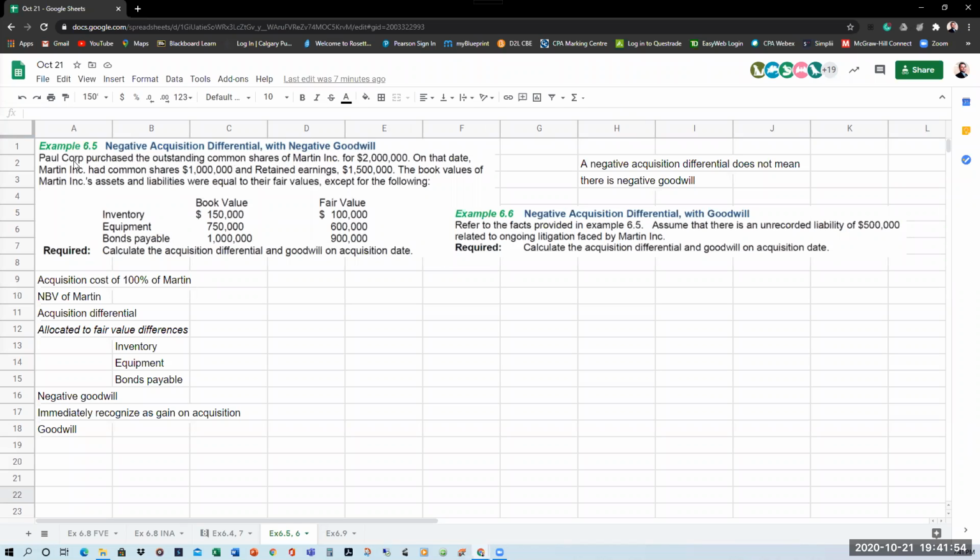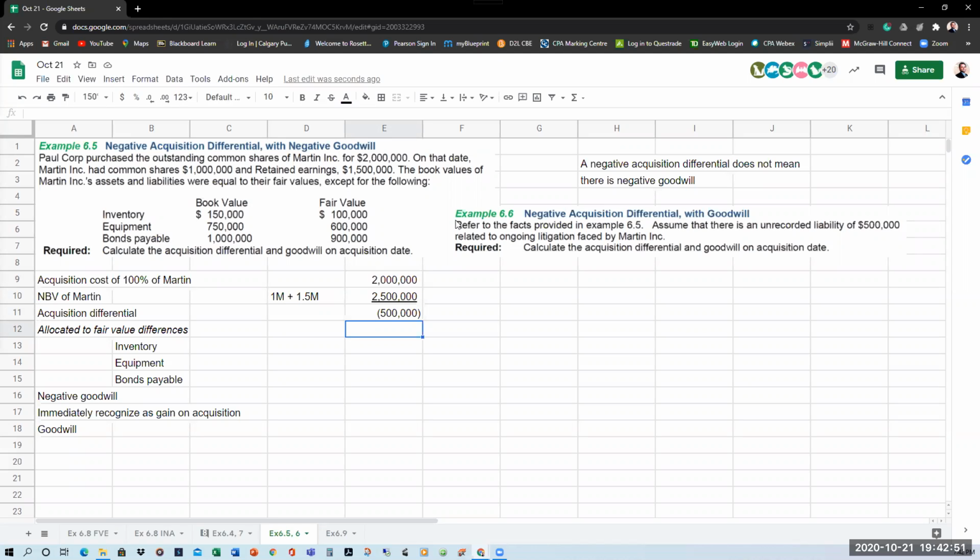Paul Corp purchased the outstanding common shares of Martin for $2 million. On that date, Martin had common shares of $1 million and retained earnings of 1.5 million. Paul Corp purchased all of the outstanding common shares, so there's no non-controlling interest in this situation, and they paid $2 million. The net book value of Martin Inc. at that time was 1 million in common shares and 1.5 million in retained earnings, which works out to 2.5 million. If I subtract the net book value from the acquisition cost, I get an acquisition differential of negative 500,000.